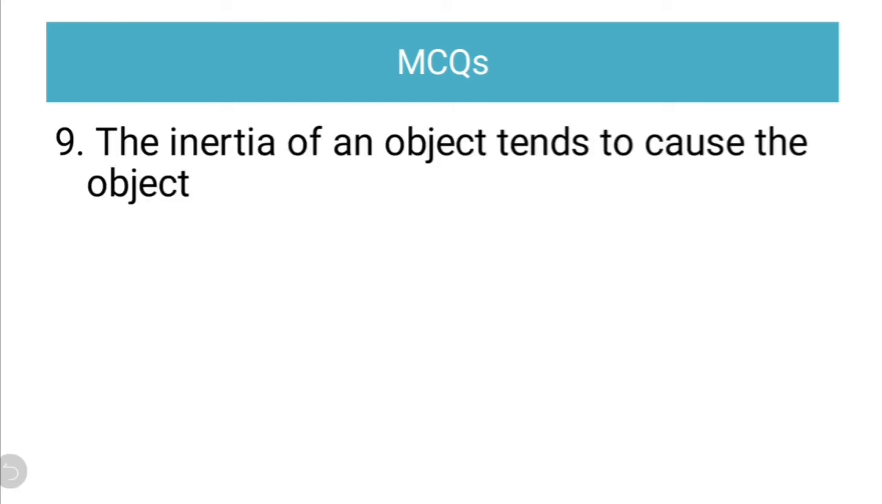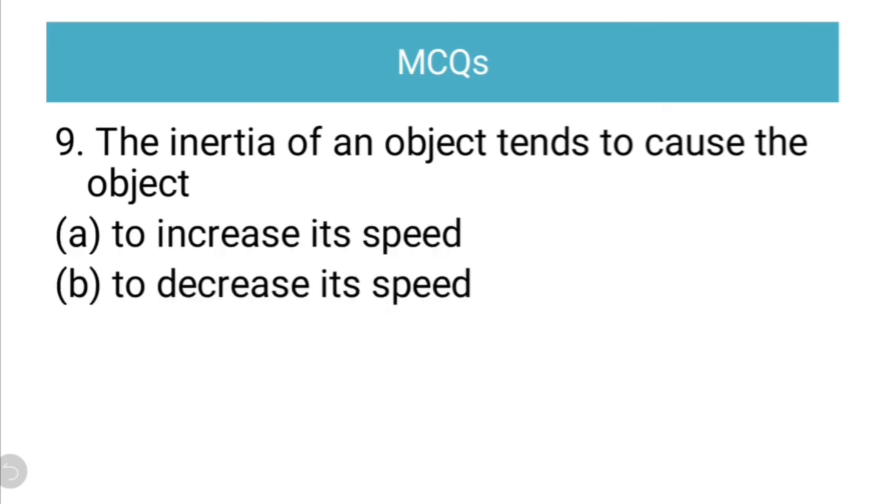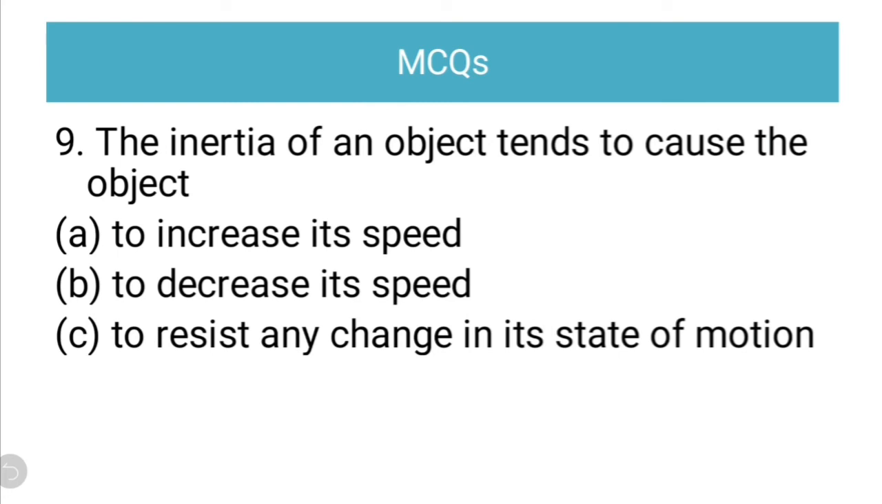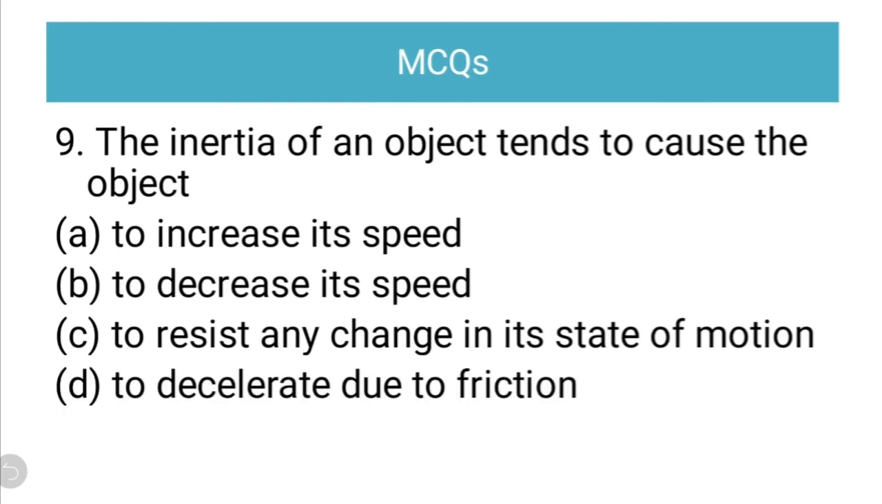Ninth question. The inertia of the body tends to cause the object to increase its speed, to decrease its speeds, to resist any change in its state of motion, to decelerate due to friction. So what do you think? What does inertia tend to cause? It tries to resist any change in the state of motion. So the answer is C, to resist any change in its state of motion.